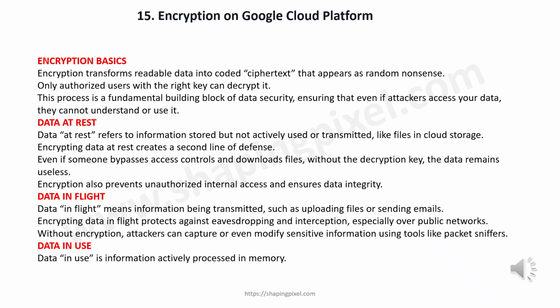Data in flight means information being transmitted, such as uploading files or sending emails. Encrypting data in flight protects against eavesdropping and interception, especially over public networks. Without encryption, attackers can capture or even modify sensitive information using tools like packet sniffers. Data in use is information actively processed in memory.